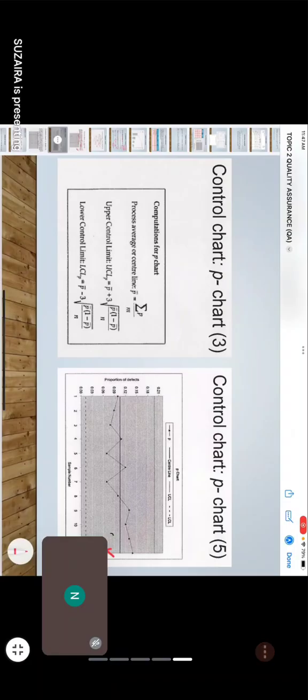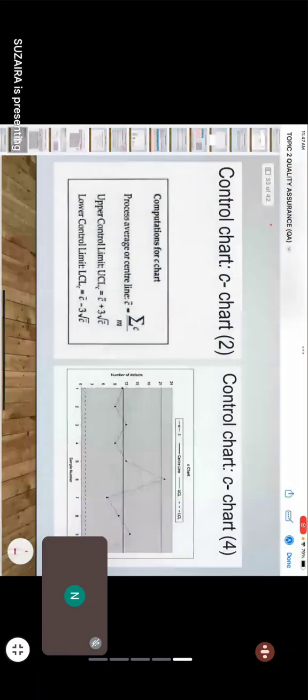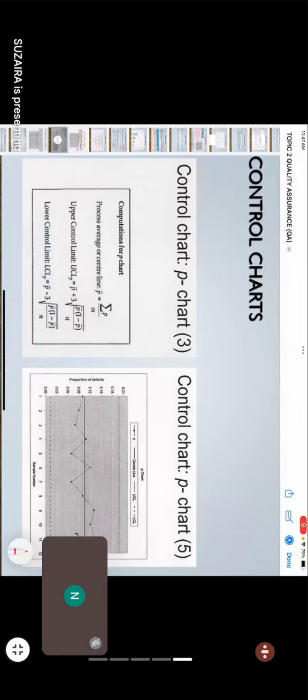Even though you talk about the X chart, R chart, P chart, and also C chart, they have different equations to calculate the UCL and also LCL. And for this one, the P bar, if we talk about the C chart, you have a C bar. It's like this one. And if you compare P and C, you have different equations. So I'll just show you first. In order to calculate the UCL and also LCL for the P chart, these are the equations.